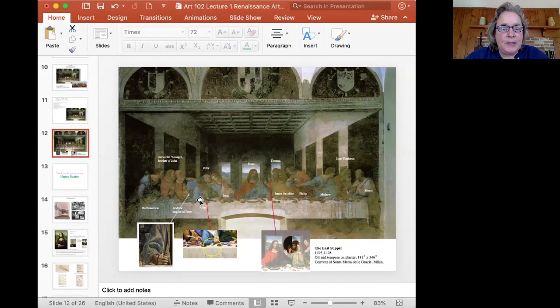Next to him in the foreground is Judas, and we see that Judas has his hand on the money bag, and he's also knocked over the salt. And salt was very expensive in ancient Roman times. You were actually paid with salt, it was so expensive. It was like gold. And so to knock over the salt meant you were wasting money. So in a sense, he's wasting the gold in his hands.